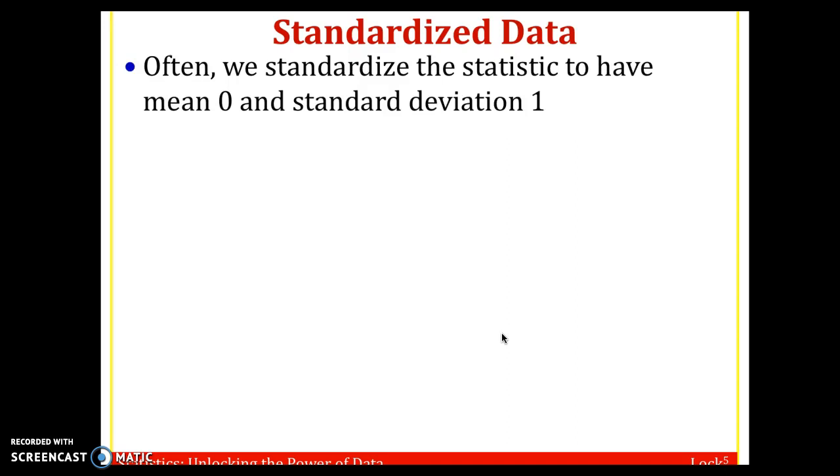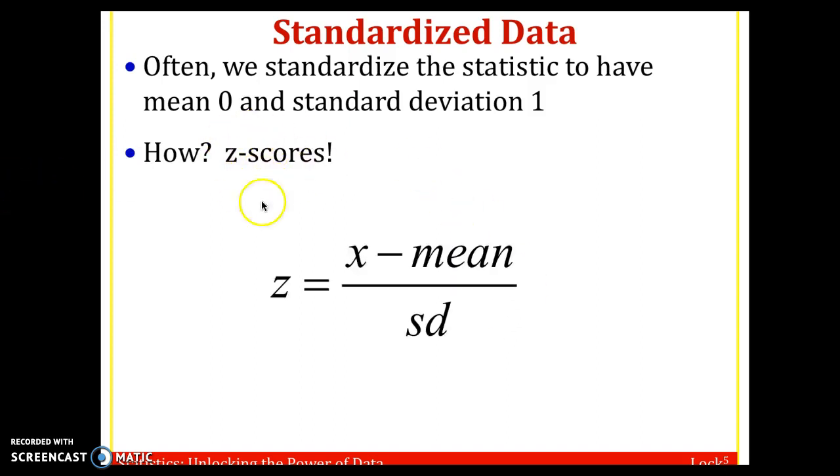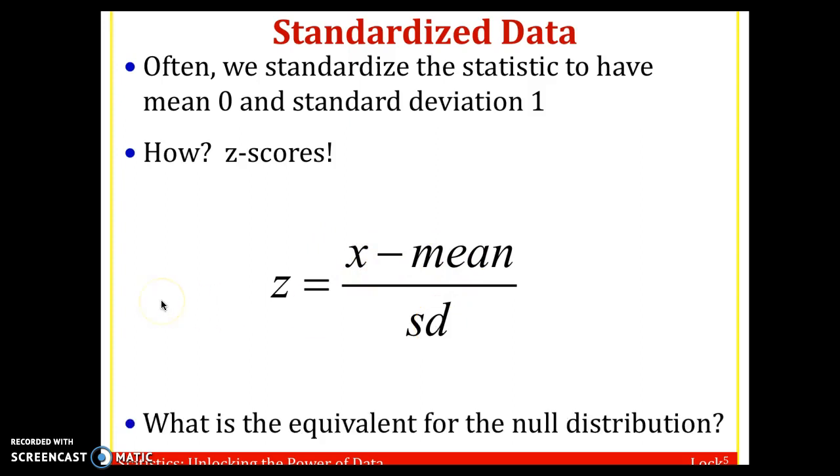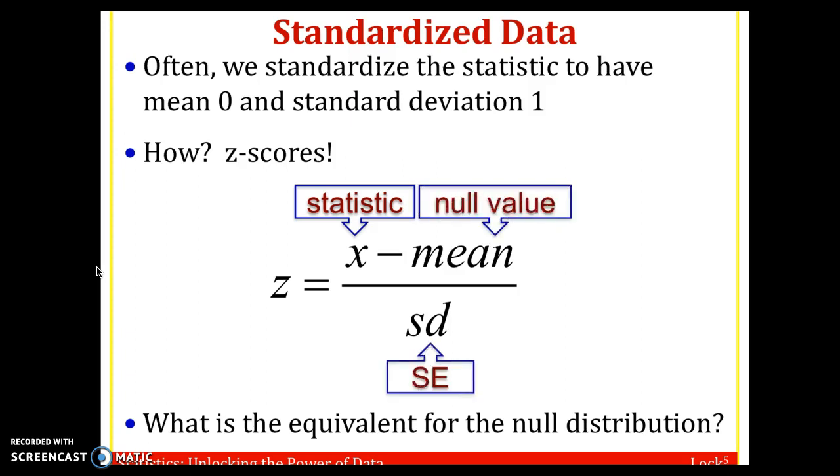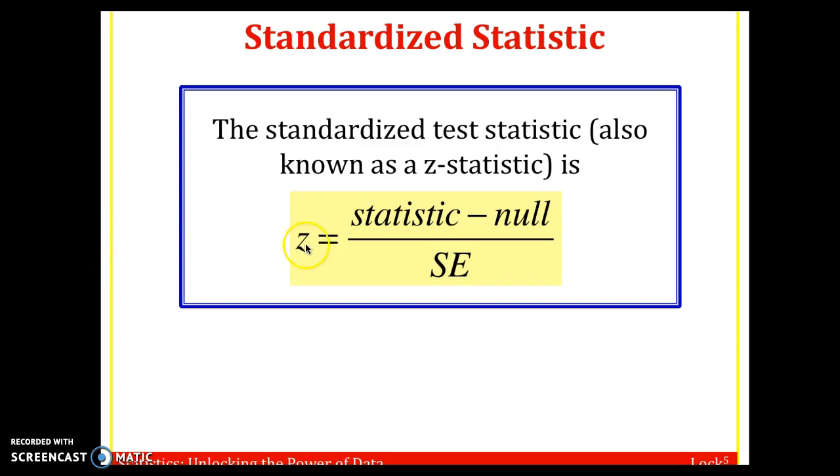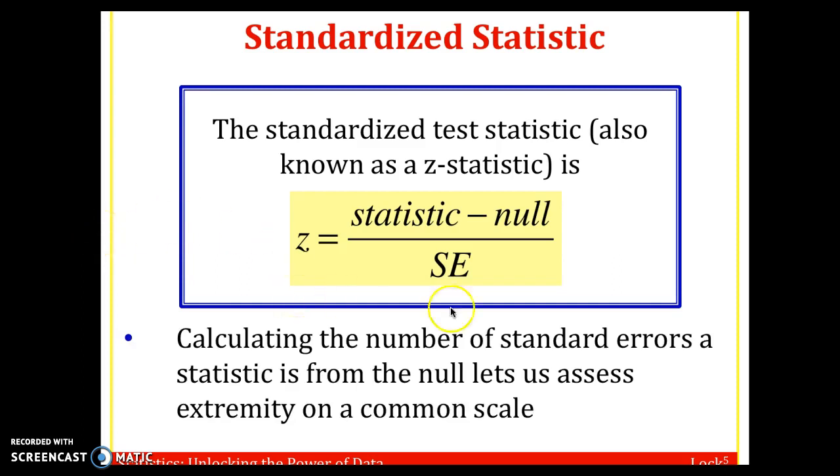So often we standardize statistics to have a mean 0 and standard deviation 1, and we do that with these z-scores we've been talking about. So a way to do that is to compute your z-score. X is your value minus the mean over the standard deviation. But if you're dealing with a null hypothesis, we're going to change this slightly. Think about that x is your statistic, your p-hat or p-hat minus p-hat. Your mean is your null value. Standard deviation, we call that standard error. So this is just another way to approach this problem. So z is your statistic minus the null over the standard error. And this lets us see how extreme your statistic is on a common scale. So this normalizes or standardizes your tests.